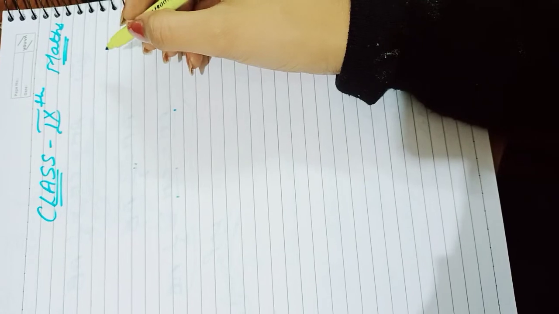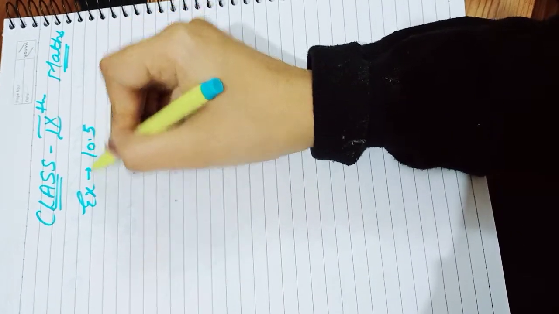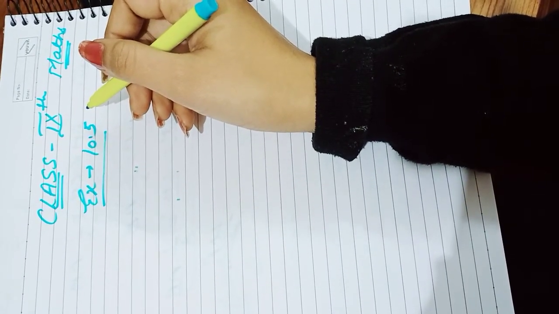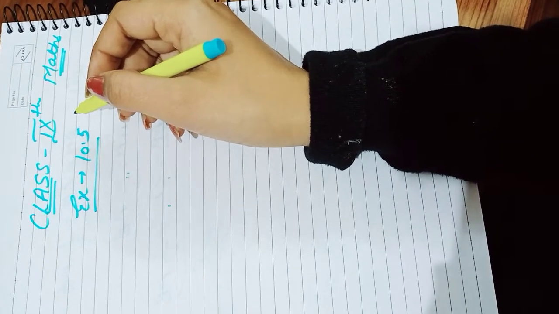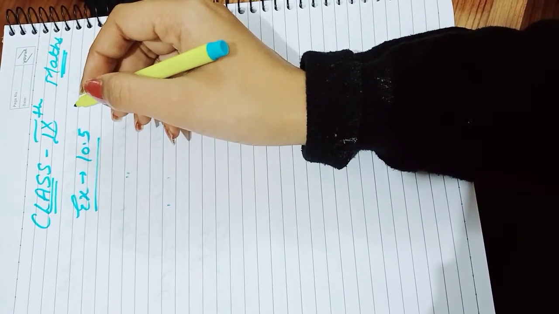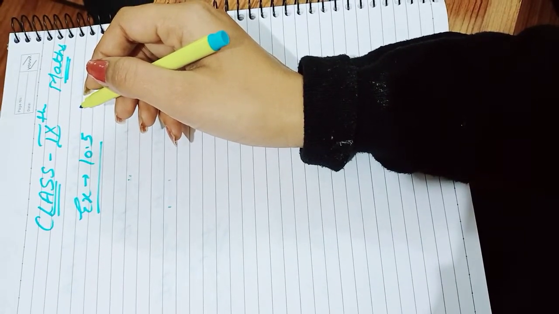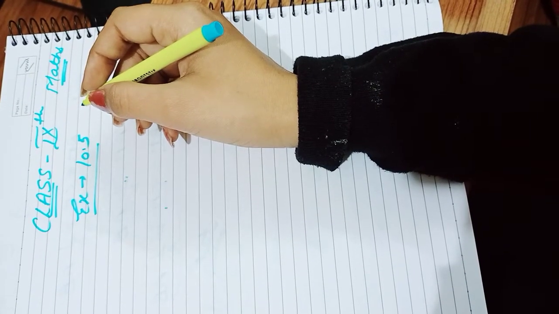Today in this video I'm going to explain exercise 10.5, which is based on two theorems. First of all, I would like to introduce the two theorems. The first theorem is: the angle subtended by a chord of a circle at its center is equal to the angle subtended by it at any point on the remaining part of the circle.